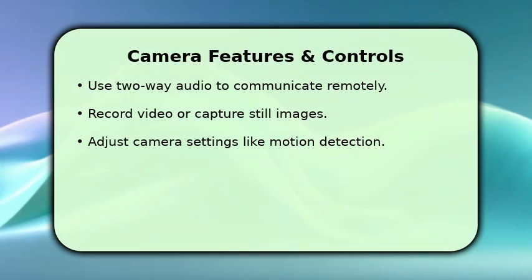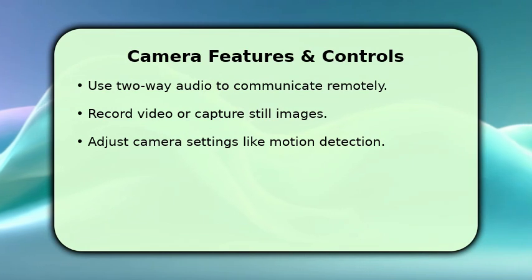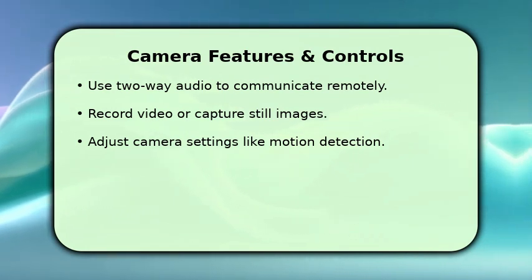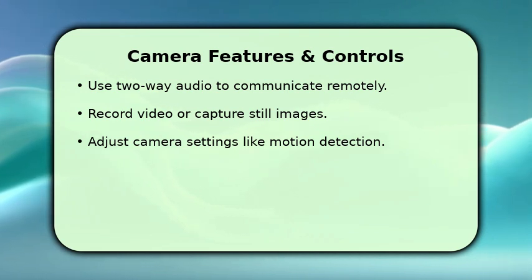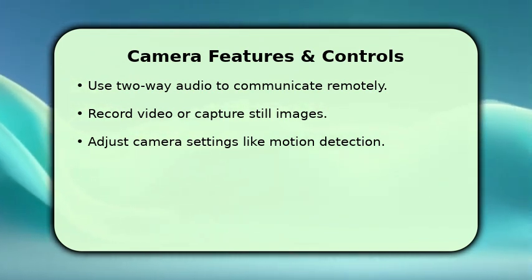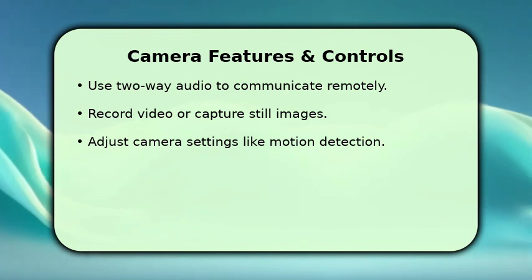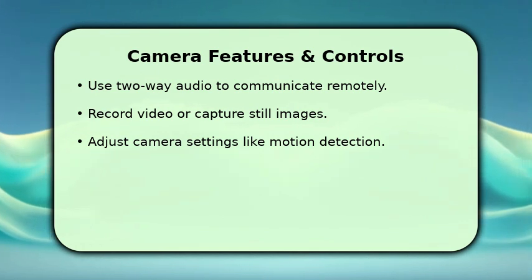time. The Gemini live camera offers several useful features. You can utilize the two-way audio function to speak through your camera, which is great for checking in on pets or family. Easily record video clips or capture still images directly from the live feed. Plus, you can adjust various camera settings, such as motion detection sensitivity, right within the app for personalized monitoring.